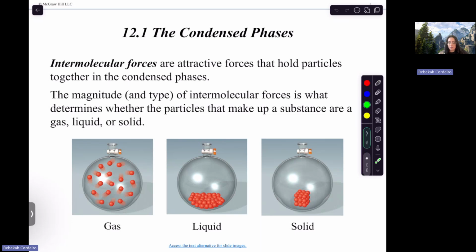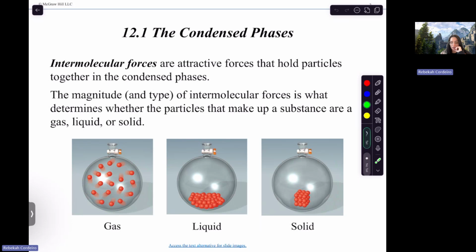We know that gases have a lot of space between them, so even if they're condensed, we are looking at more space in between them. Liquid has less space in between than gases, but is more fluid, less structured, and solids are very structured. We're going to be focusing on liquids and solids in this chapter.